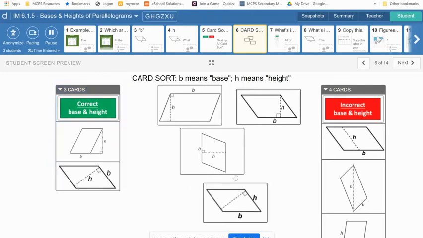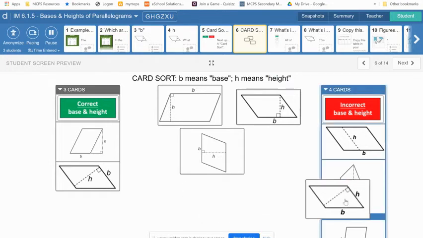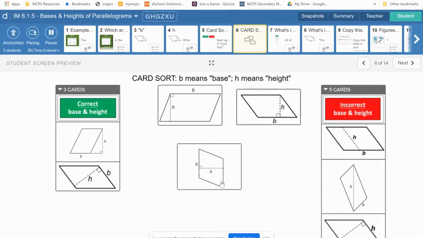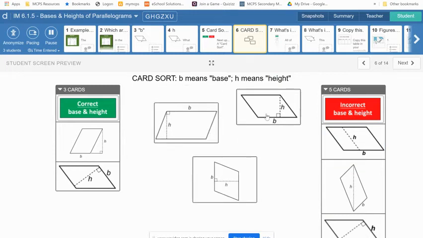And then for this one, they're saying if that's my height, shouldn't height be the dashed line? But they're putting the base at the bottom. And I would think if I was going to do the height, it would have gone straight up and down, literally straight up off of the B. So that's not an example. So I'm going to put that in the not correct examples.